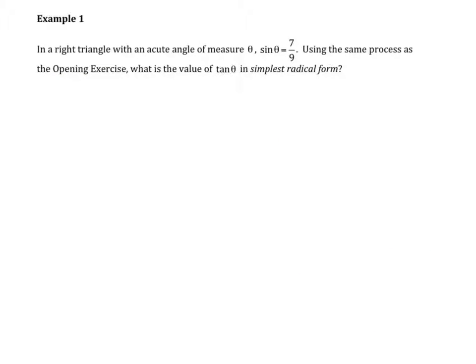In a right triangle with an acute angle of measure theta, sine of theta is equal to 7/9. Using the same process as the opening exercise, what is the value of tangent of theta in simplest radical form? So I'm going to draw a right triangle and label opposite 7, hypotenuse of 9. Using Pythagorean's theorem, I'm going to find the value of the missing length for the leg.